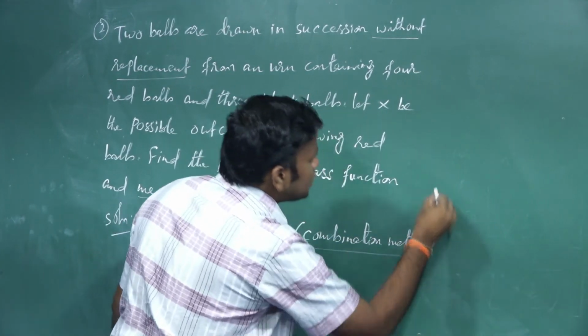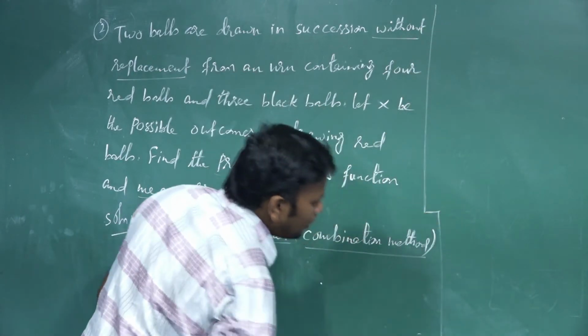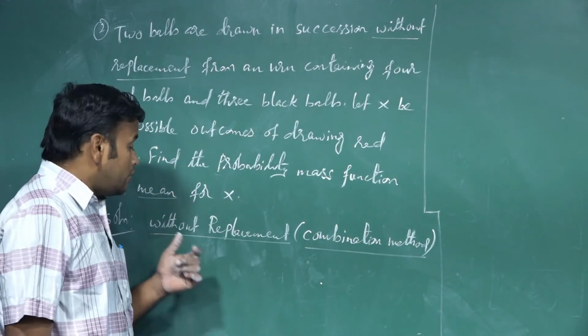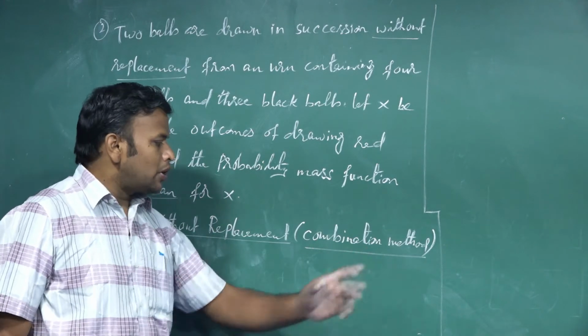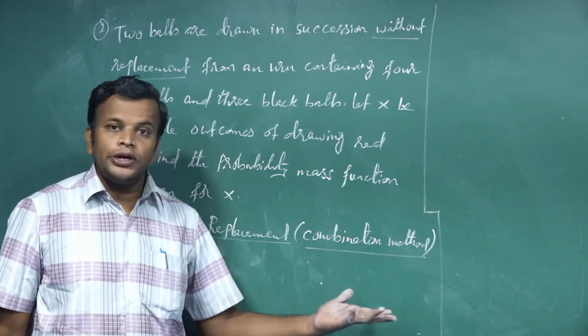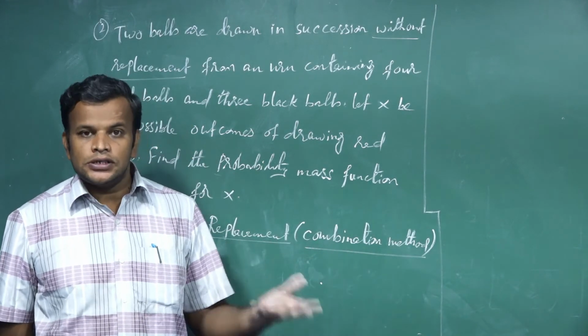We already saw how to use the combination method in 11th standard. Whenever the phrase "without replacement" appears in a probability problem, it's better to solve it using combinations, that is nCr, this time.